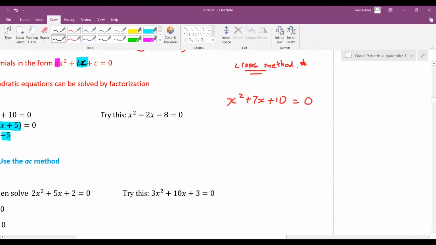So if this value is 1 in front, so if it's x squared, we'll use this method I'm going to show you now. So if it's 1, what we want to do is find two values that when you multiply them, you'll get 10, the last number. And when you add the two numbers, you'll get the middle number, which is 7. Okay, so you think about which those would be.